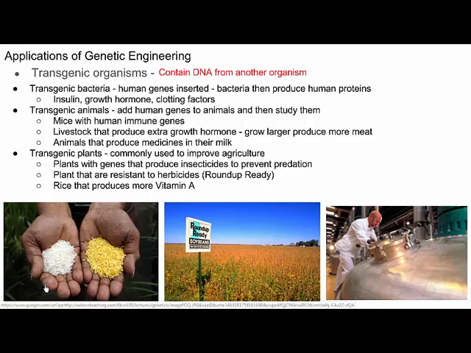So, some more examples. Transgenic, that term just means it's an organism that contains DNA from another species. Some examples we've talked about: insulin, growth hormone, clotting factors that are produced by bacteria. Transgenic animals.